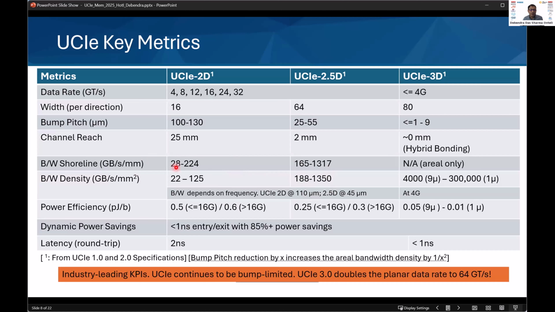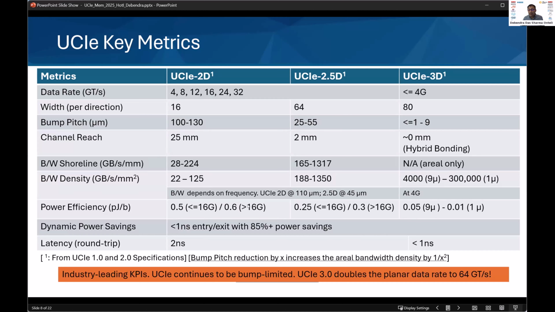So the lower number, like 28, is what you get if you are running the link at 4 gig, 16 lanes that is. And if you run at 32, you're going to get 224 gigabytes per second per millimeter. And again, as the bump pitches shrink, these numbers are going to go up because, for example, if you go from 45 micron to 25 micron bump pitch, you get 3.25 times more number of wires, right? So that improves your bandwidth density.